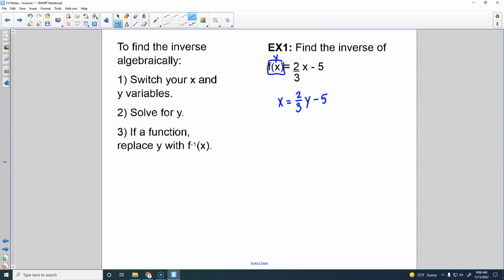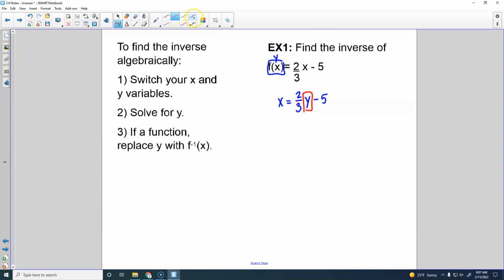And this makes sense, right? If we think about what we just did with those graphs, to get the inverse, we just switch the x and the y. So it makes sense that in the equation, you should be able to switch the x and the y here as well, right? Then once you have switched your x and y's, you want to solve for the y. So where that y is at, you want to solve for that.